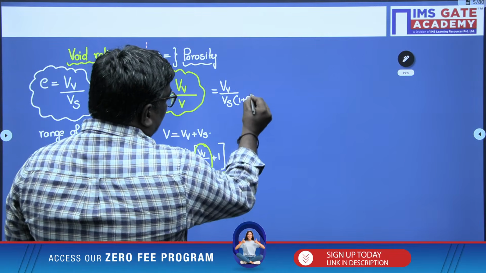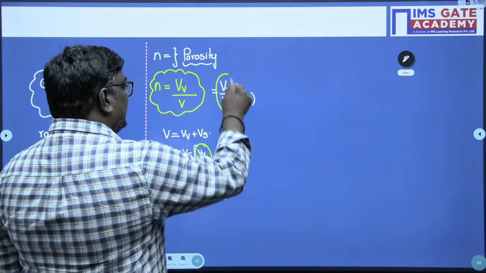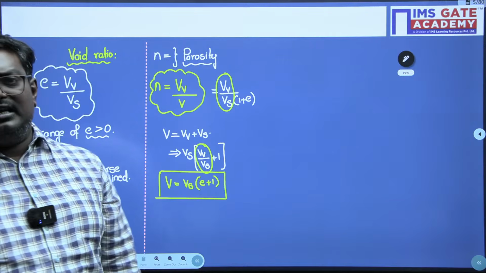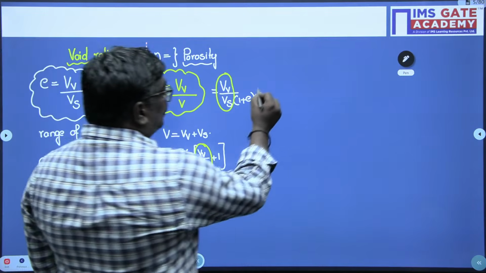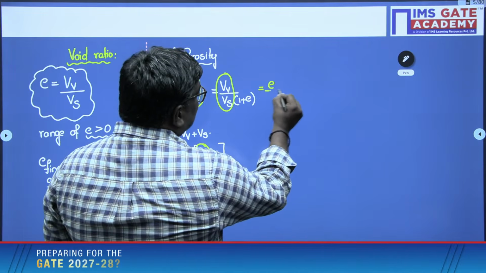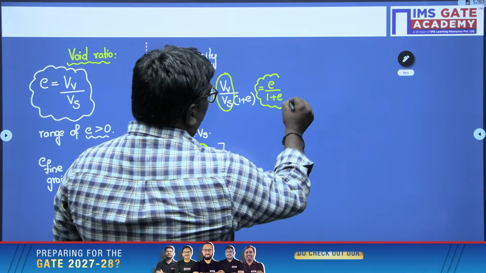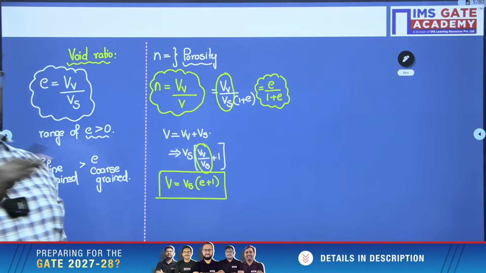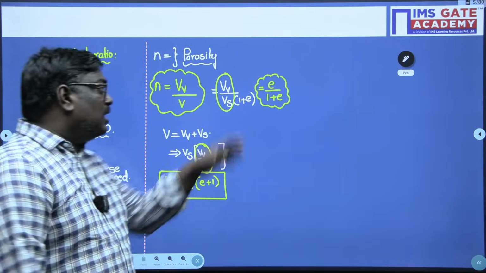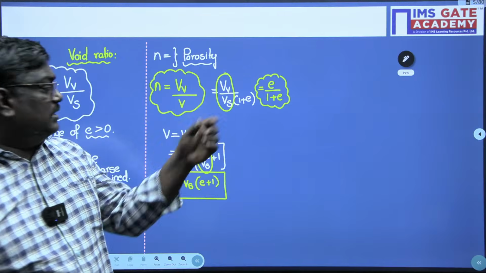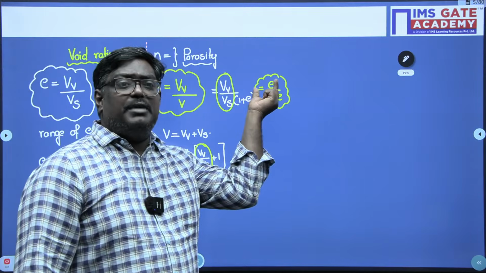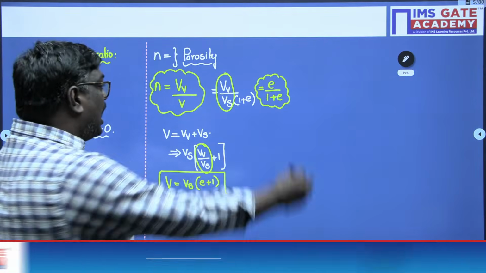Again, now my dear student friends, here Vv by Vs is what, sir? It is nothing but void ratio. So porosity can be written as e upon 1 plus e. So students, I might be somewhat fast because I just want to cover each and every topic, sir. So here you should be cautious in this. If you see here, the numerator is less than the denominator.